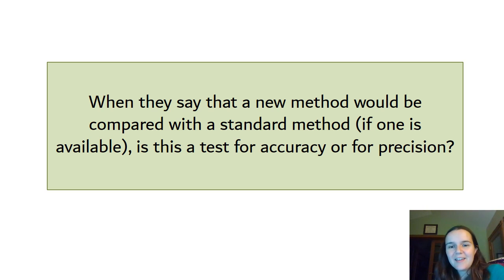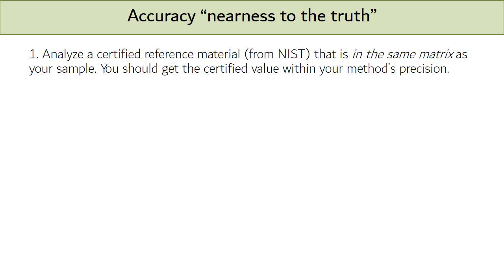Well, it's testing accuracy. It's testing nearness to the truth. There are certified reference materials of various types available from NIST, which is your National Institute of Standards and Technology. And you need to make sure that you're getting one of these that's in the same matrix as your sample. That way you can avoid matrix effects and have it be matrix matched. If you analyze this certified reference material, you should get the correct value, the certified value, within the precision of your instrument.